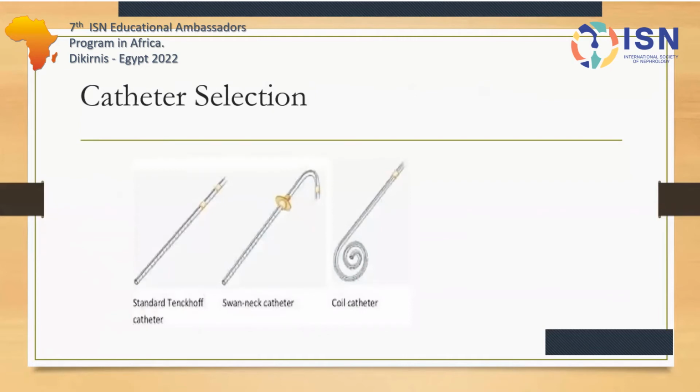These are types of catheters. The straight one on your left is the standard Tenckhoff catheter, which was designed by Tenckhoff in the early days of the PD catheter, and then it was followed by some modifications, the swan neck catheter, and also we have a coil catheter. In terms of which catheter is better, I think there's not much difference between all of them. It depends on what's available for you and your experience.